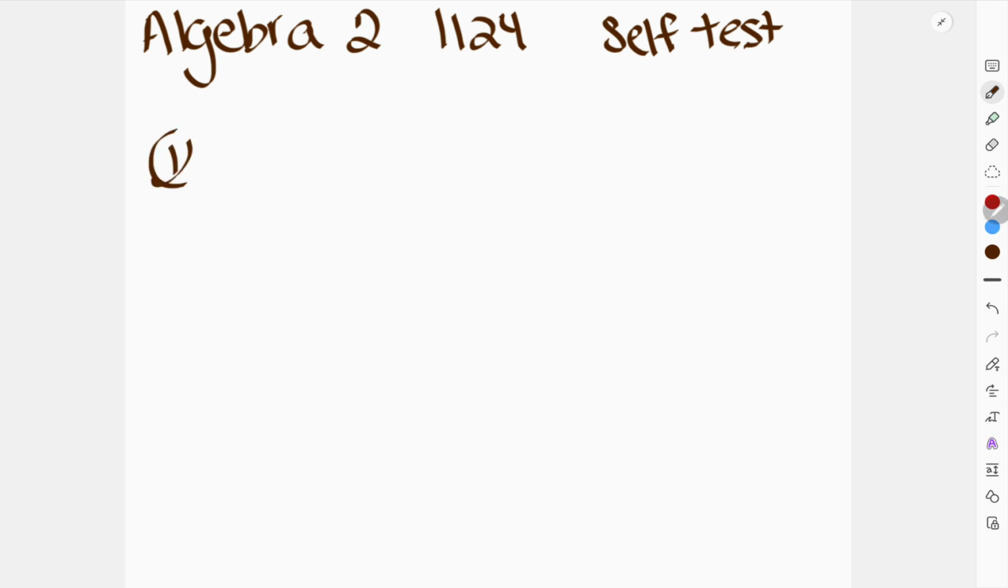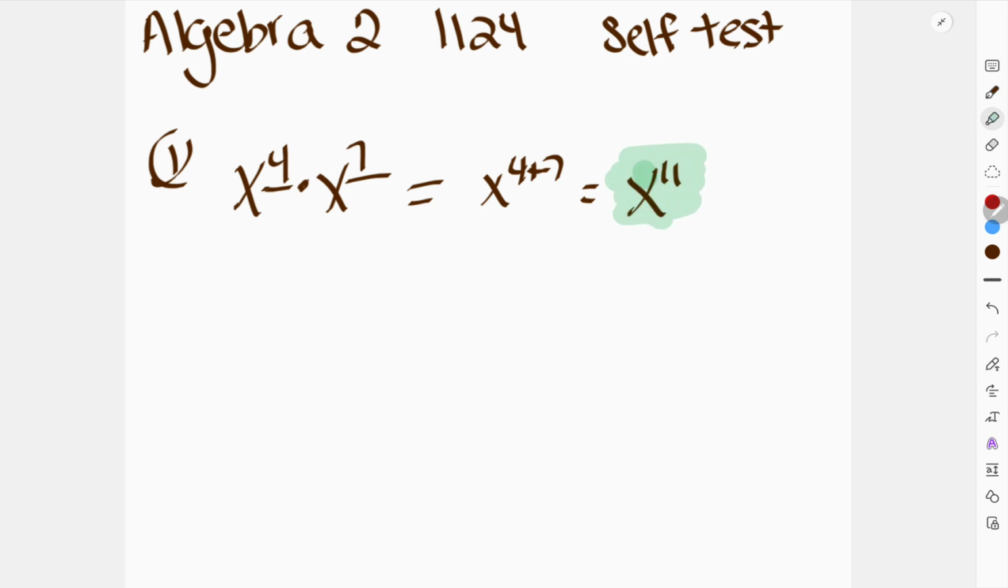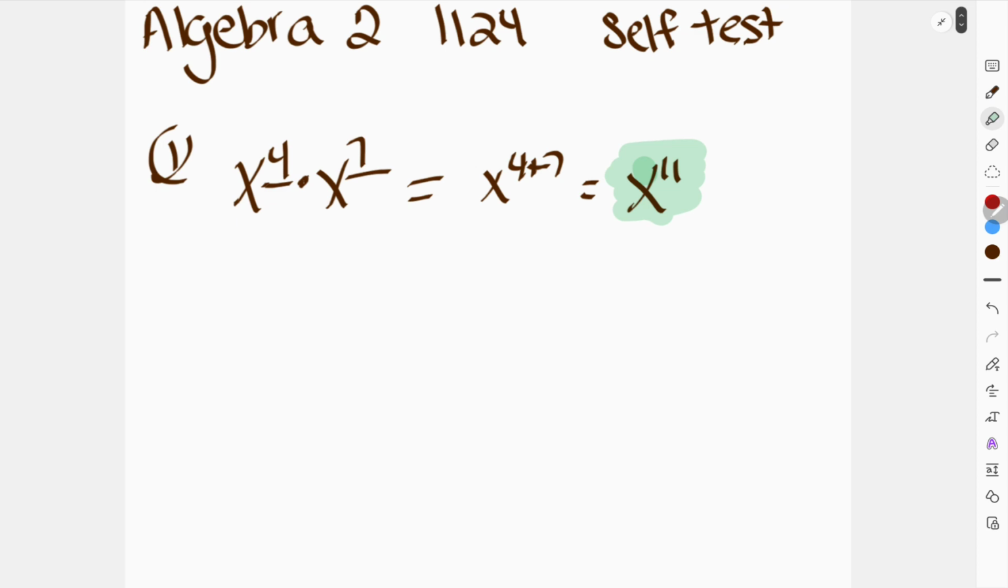So, number 1, on page 32, you have x to the 4th times x to the 7th. What do you do with your exponents when you are multiplying variables? I hope that you said you add them, which is going to give you x to the 11th power. And that is your answer. Okay? Very simple, very basic.